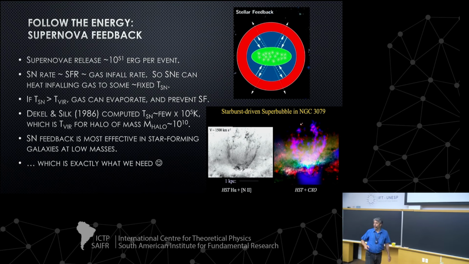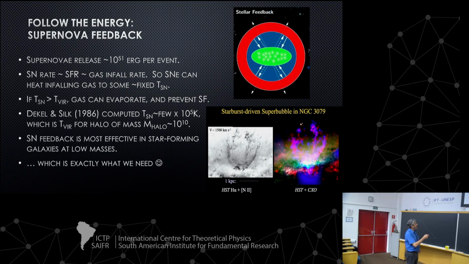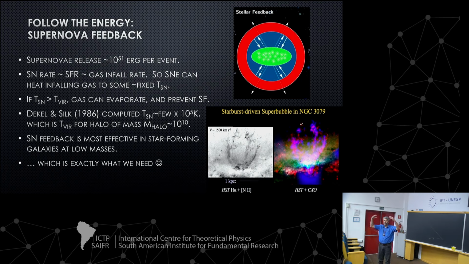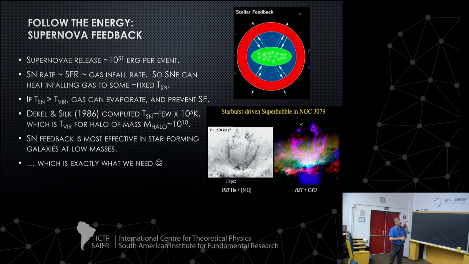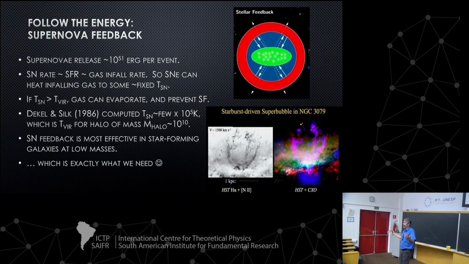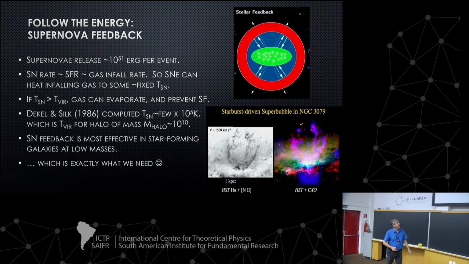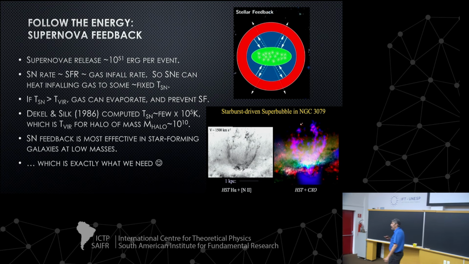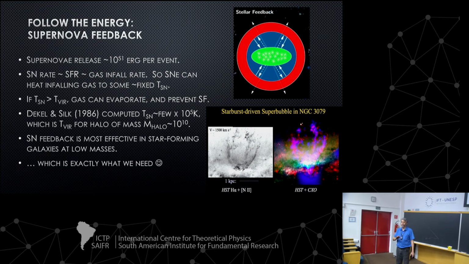So this T_supernovae, which is this kind of value, if this temperature is greater than the virial temperature, so if you heat the gas that's infalling to hotter than the temperature at which the halo can bind it anymore, you'll actually get rid of the gas. The gas will literally evaporate out of the halo. And of course, that will then prevent star formation because there'll be no gas falling in. This is a very simplistic model. Dekel and Silk had a very influential paper, one of those classic papers where they made a huge number of completely wrong assumptions and somehow got pretty much the right answer, okay?